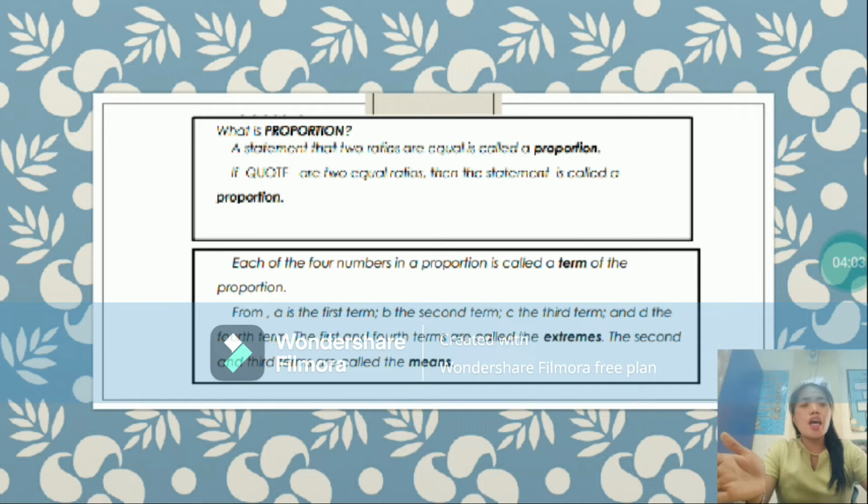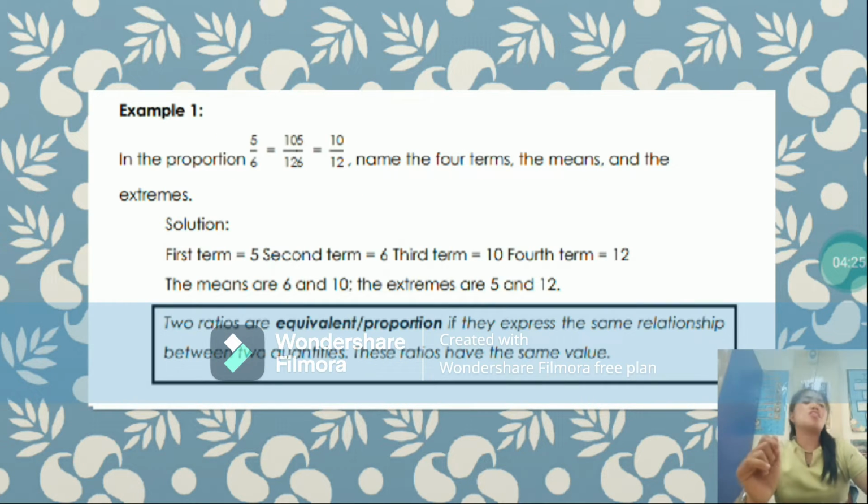From A, A is the first term, B is the second term, C is the third term, and D is the fourth term. The first and fourth terms are called the extremes. The second and the third terms are called the means. Now, let's have an example. For example, number 1, if the proportion 5 over 6 is equal to 105 over 126 is equal to 10 over 12, name the four terms, the means, and the extremes.